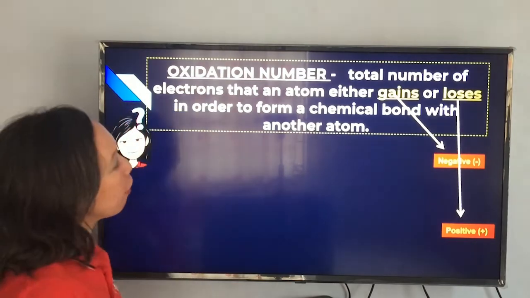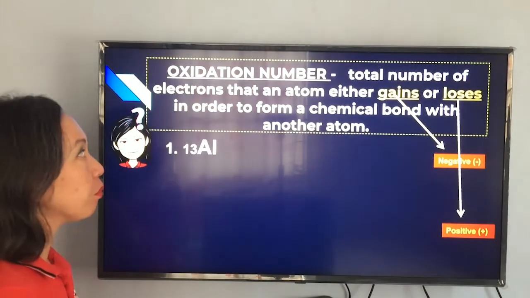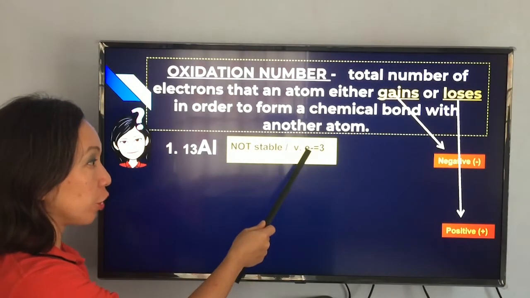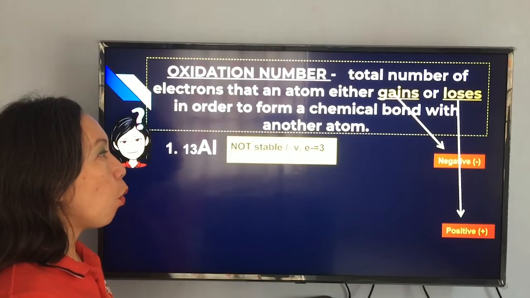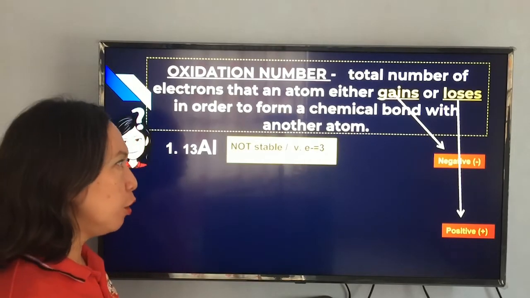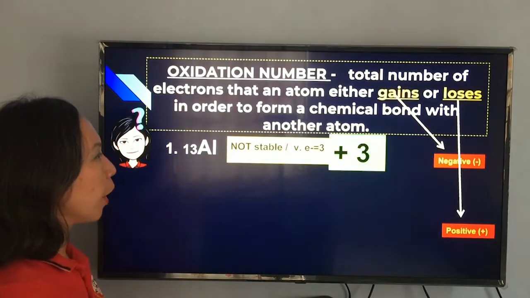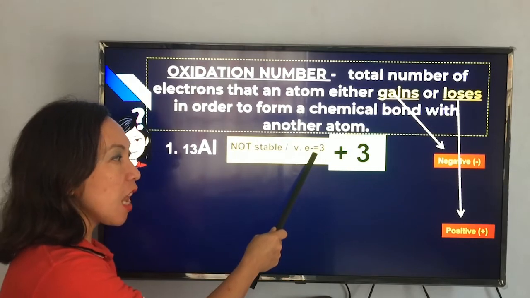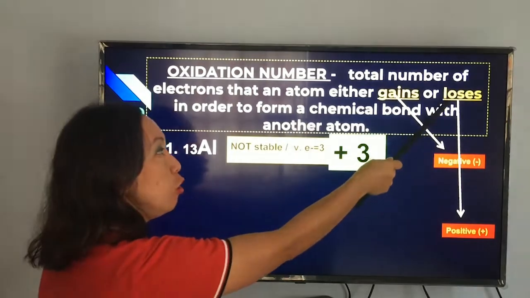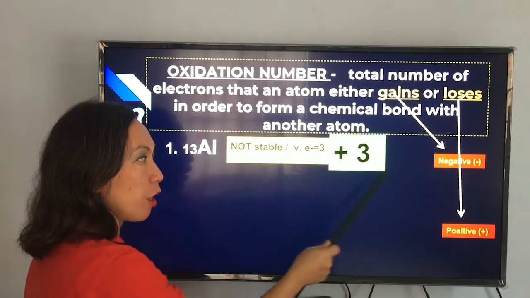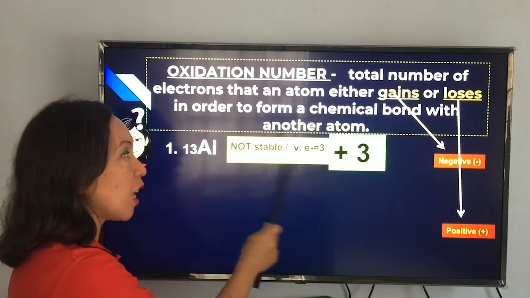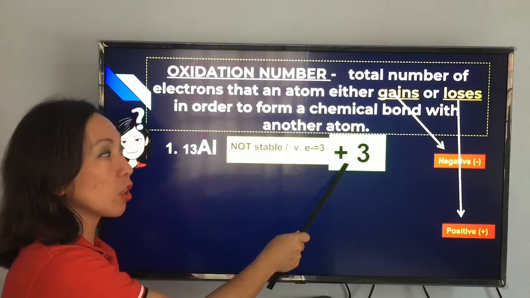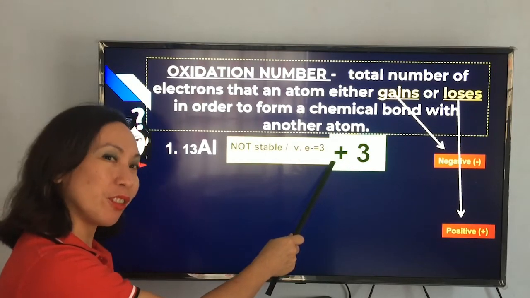Okay? So let's have this example. Aluminum again. The valence electron is 3. So what do you think? Will it gain or lose? What will be its oxidation number? It will become positive 3 because if it is 3, it has a tendency to lose electrons. That's why it's positive. And how many electrons does aluminum need to lose? 3. That's why the oxidation number is positive 3.